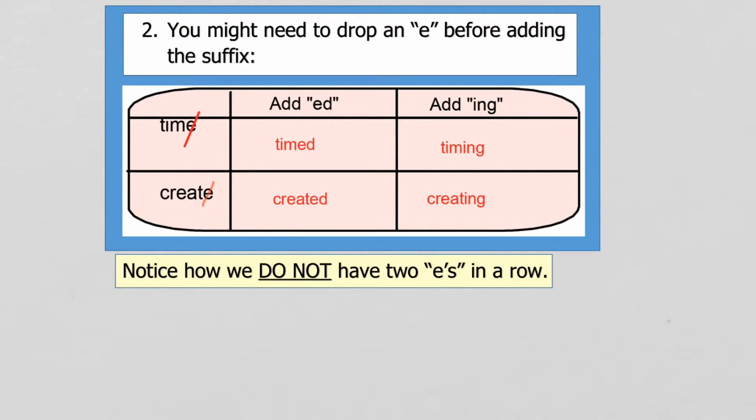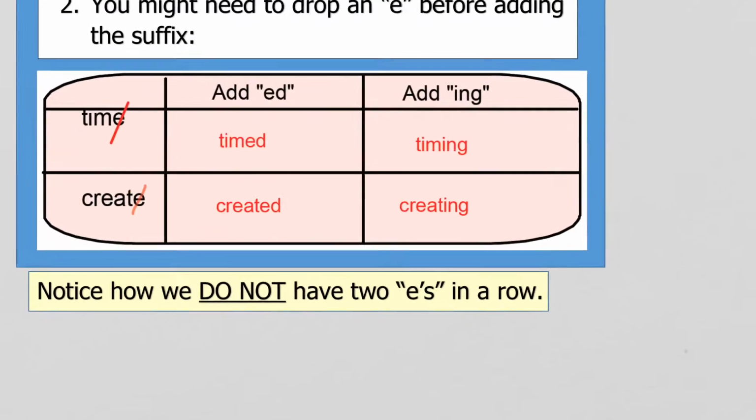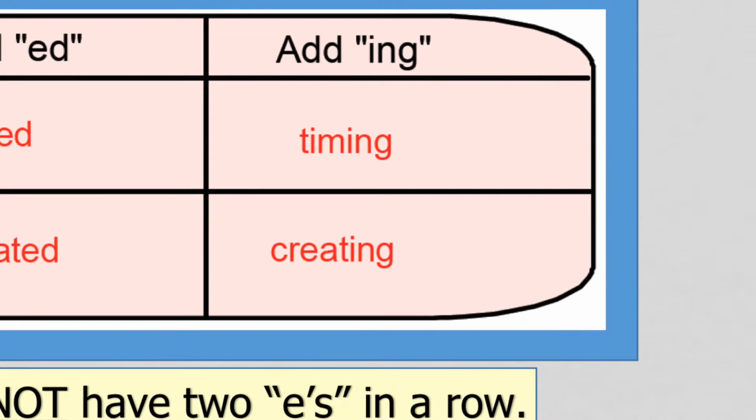end up with T-I-M-E-D. You notice there's only one E before the D. And when we write out the word timing, we end up with T-I-M-I-N-G. And you notice we dropped that E, right? So there's no E there at all.